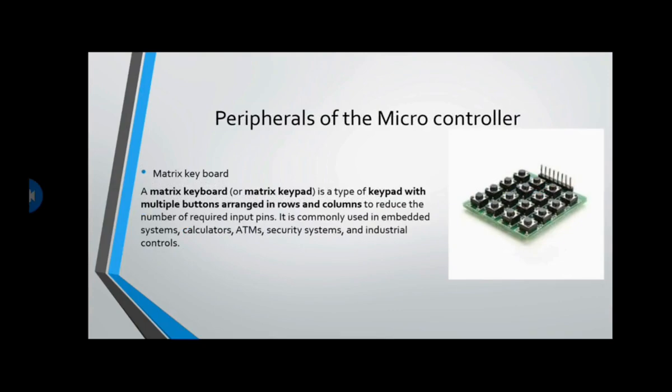Another peripheral of the microcontroller that we use is a matrix keyboard, which is used to select how to wash the clothes in different modes. That's why we have put in a keyboard that gives us the buttons. A matrix keyboard is a keypad with multiple buttons arranged in rows and columns to reduce the number of required inputs. It is commonly used in embedded systems, calculators, ATMs, security systems and industrial controls.